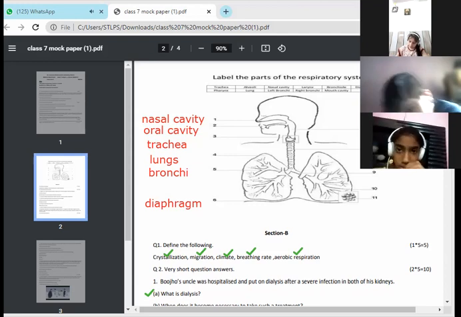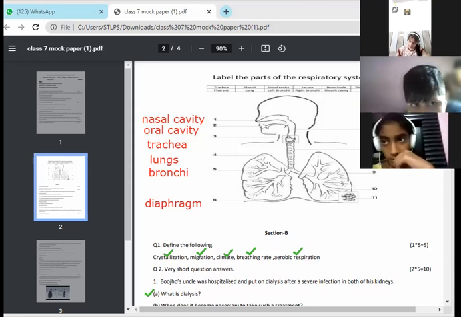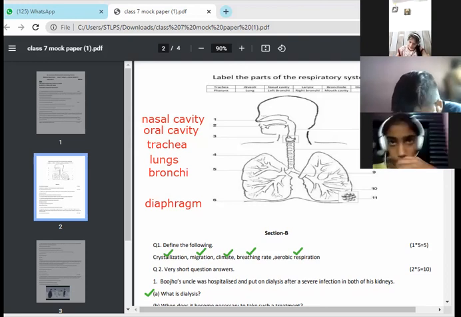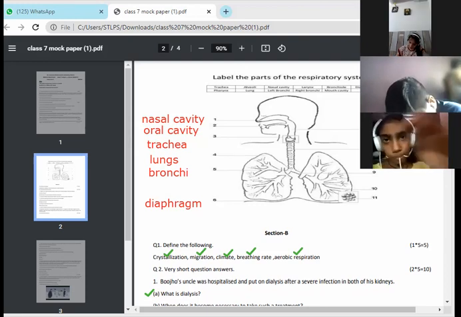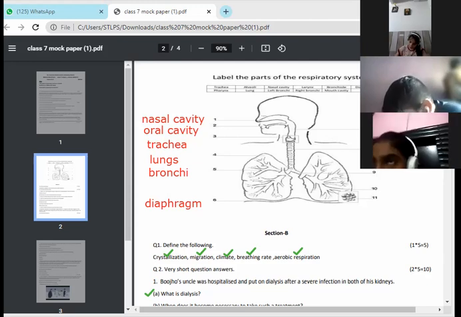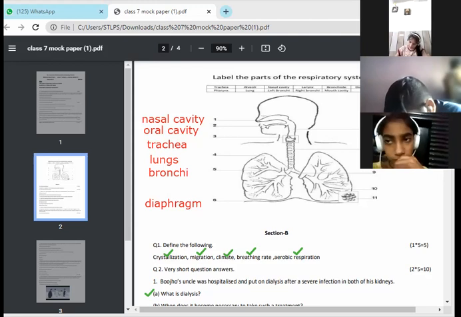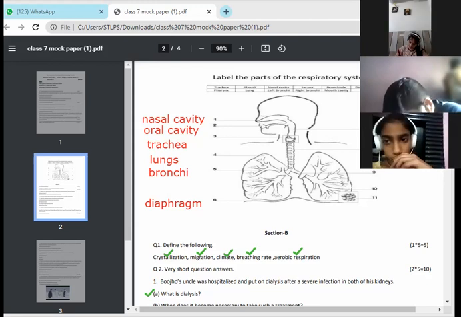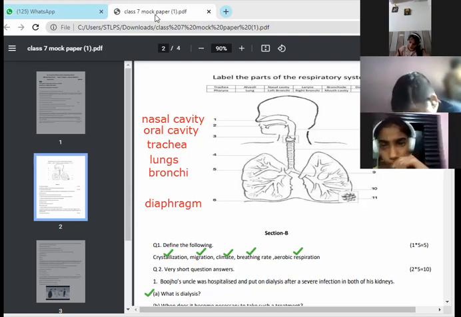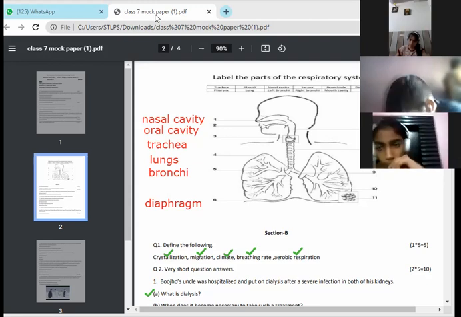Yes, ma'am. Dialysis is the process of filtering the blood and removing toxins and waste material from the blood. Okay, very good. So this is the process of doing what the kidneys do. We can say this is an artificial kidney. Okay. So children, the rest we will be continuing in the next class. Okay.